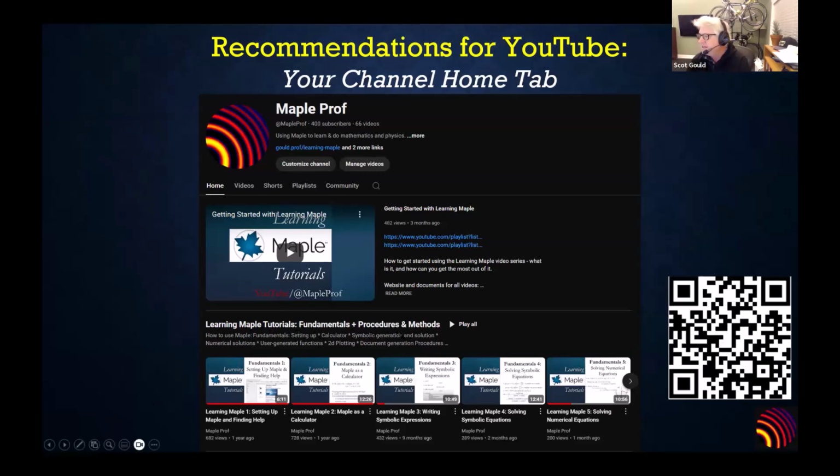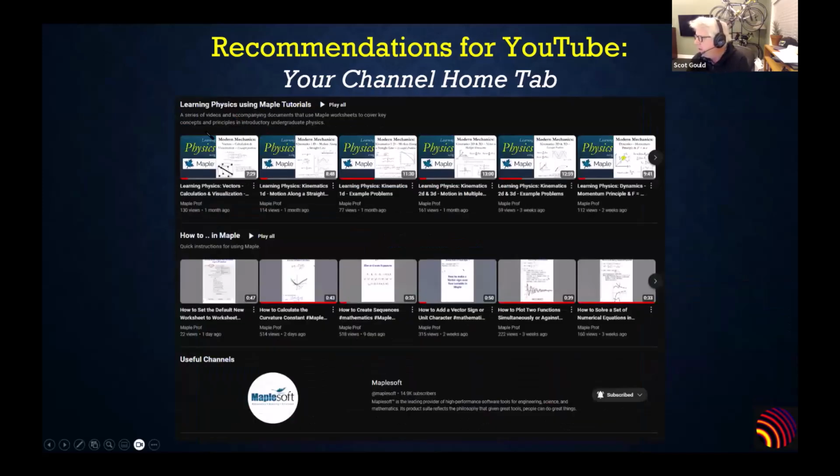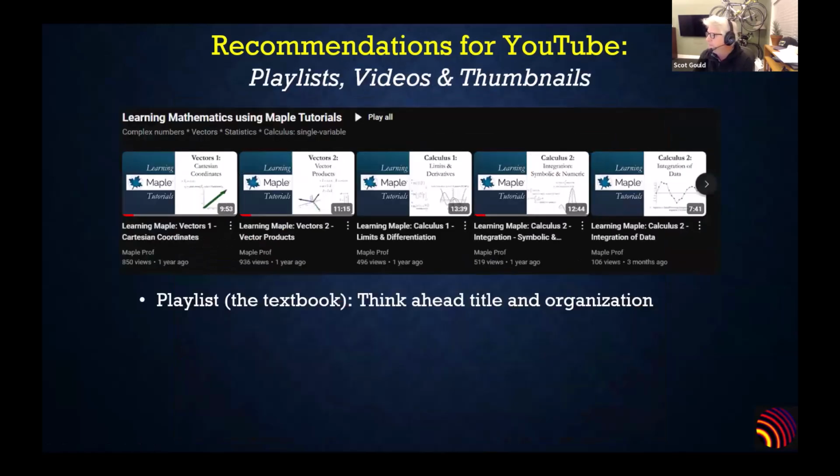This is a playlist. Think of it as your textbook. So here is my textbook, which was motivated by a discussion that I had with Doug Mead at the very first Maplesoft conference back in 2019. Here's another textbook. This is the one I'm working on now, learning physics using Maple. Here's one involving shorts. We'll talk about that. And of course, you can also add on information about other useful channels for people to go to.